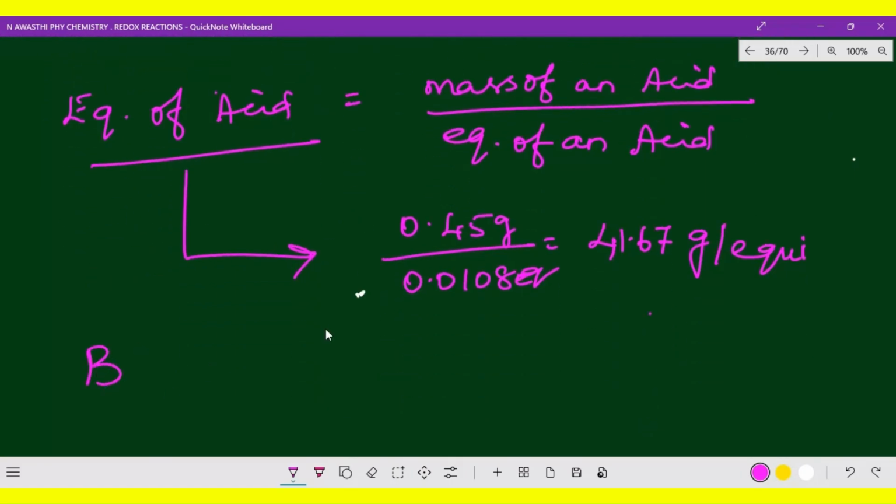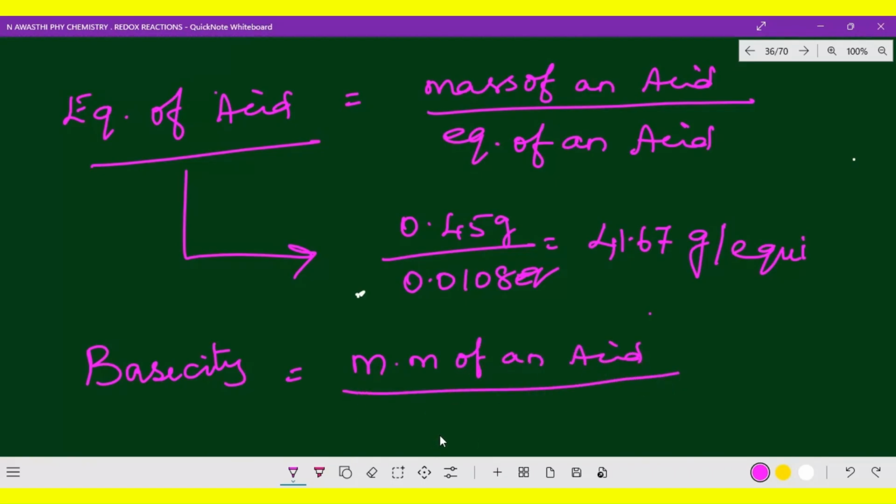Now, we got both the answers. So basicity is equal to basicity of an acid. Basicity, it is an acid only we are concluding. Right. So basicity of an acid, what is that point you will bring? Molecular mass of acid by equivalent weight of acid. So molecular mass of an acid, how much is it? 90, right? And equivalent weight of an acid.